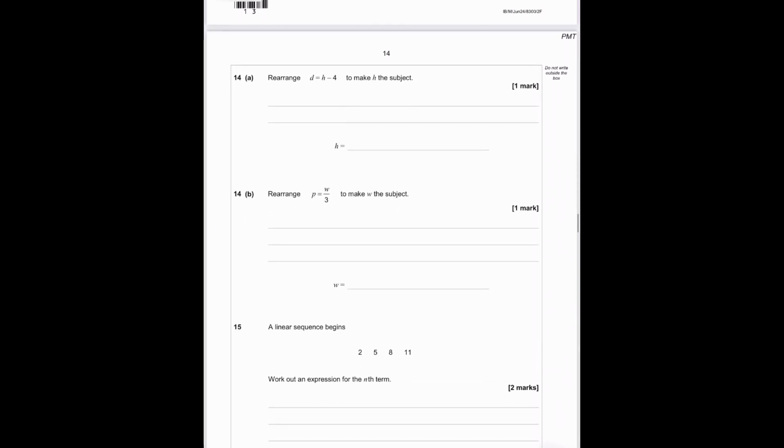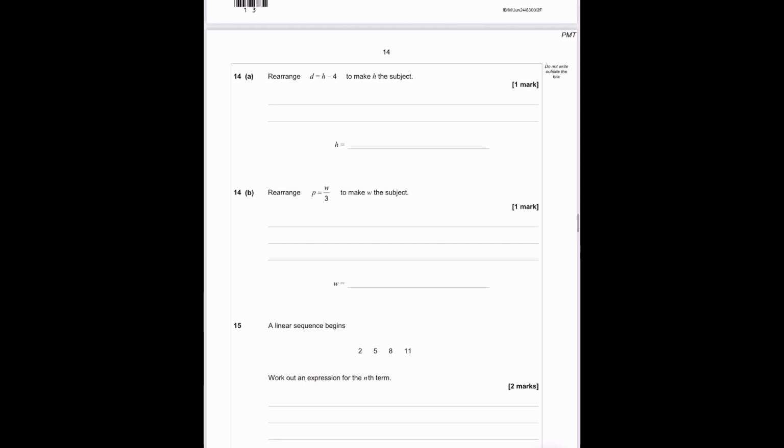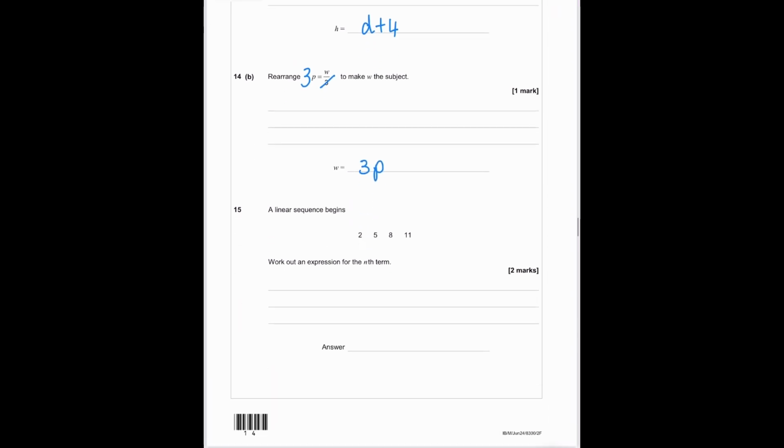Question 14. Rearrange D equals H minus 4 to make H the subject. So if we add 4 to this side and we add 4 to this side, we get H equals D add 4. Here we want to make W the subject, so we times by 3, we times by 3, and W equals 3p.